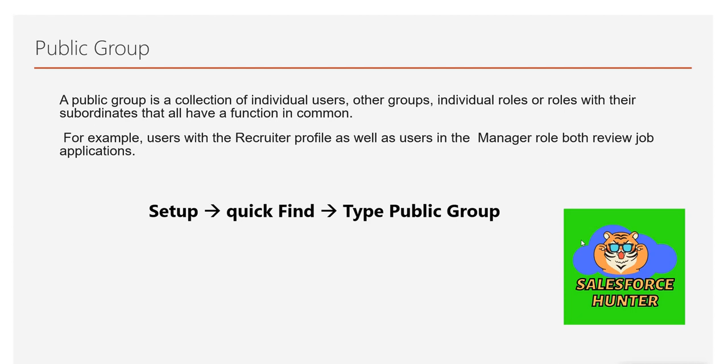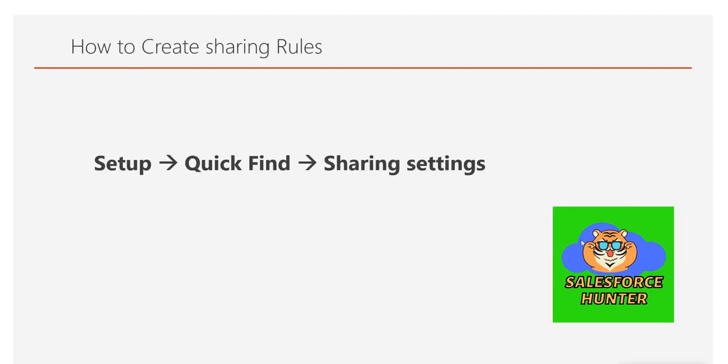Now how do we create a public group? We go to Setup, then Quick Find and type public group there, and we will reach the page where we can create a public group. We will see that in our org. So let's move ahead. How to create sharing rules? Setup, Quick Find and then Sharing Settings. We will see that in the org as well. This is just the path to reach the place where you will be setting sharing rules.